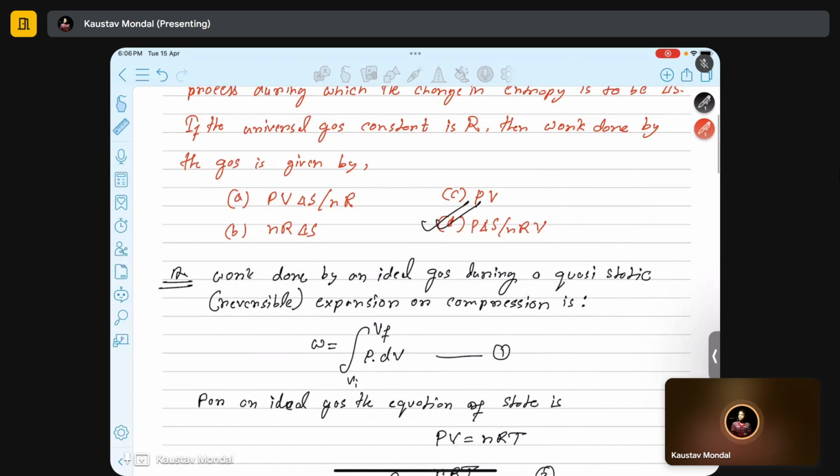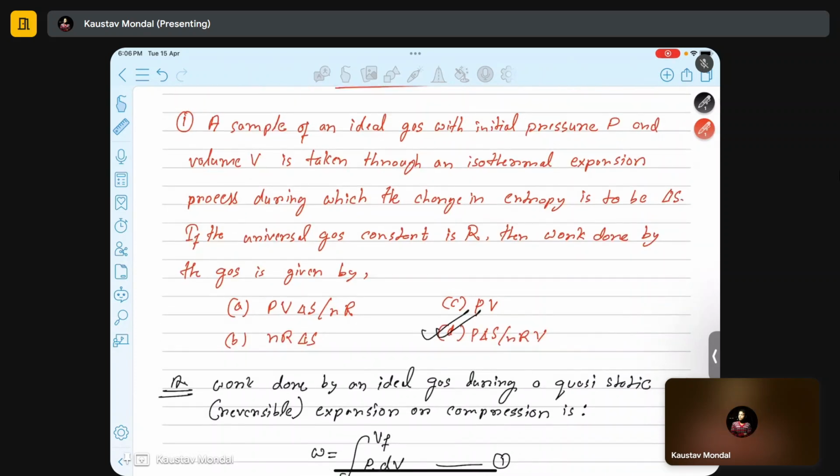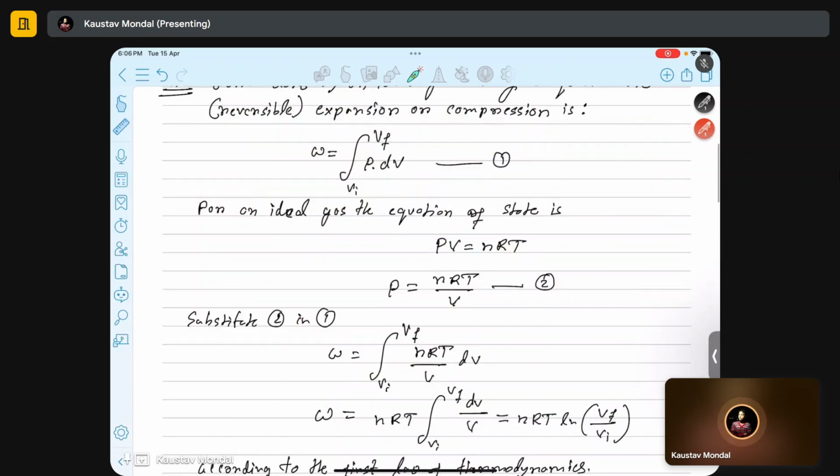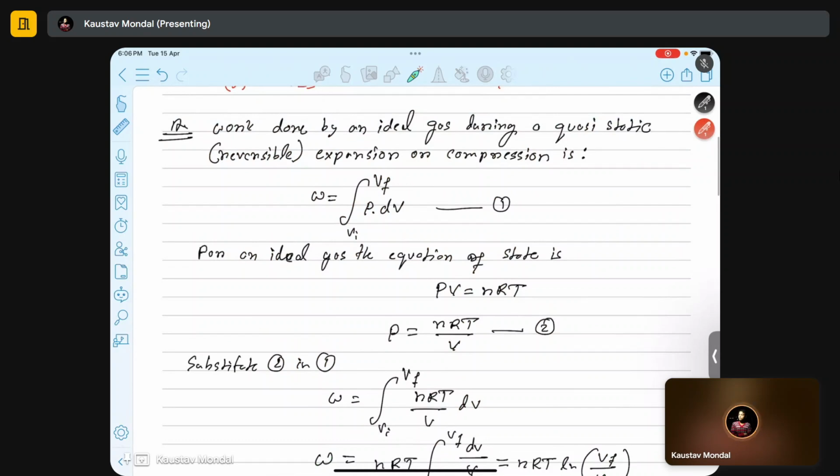So what have we done? In the question it's mentioned that a sample of an ideal gas with initial pressure P and volume V is taken into an isothermal expansion process during which the change in entropy is delta S. Now, if the universal gas constant is given as R, then you have to find the work done by the gas. For that, we first develop the work done.